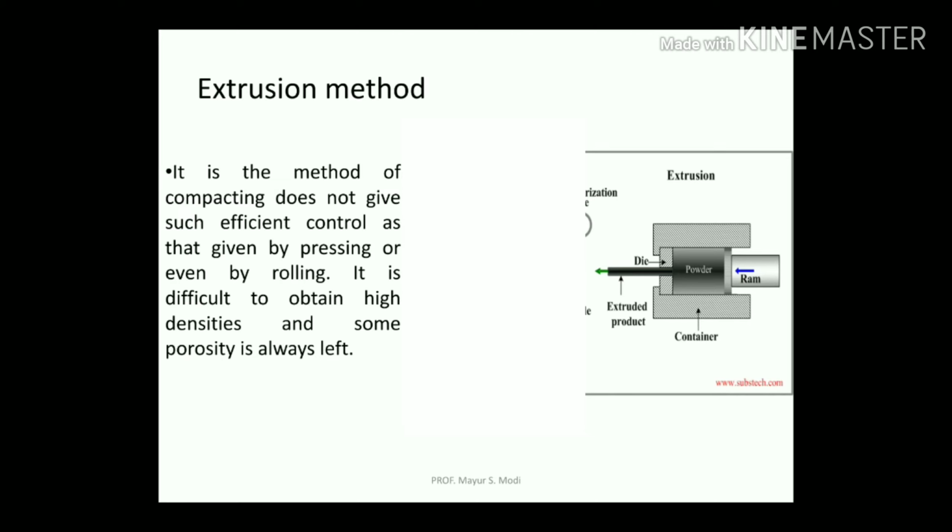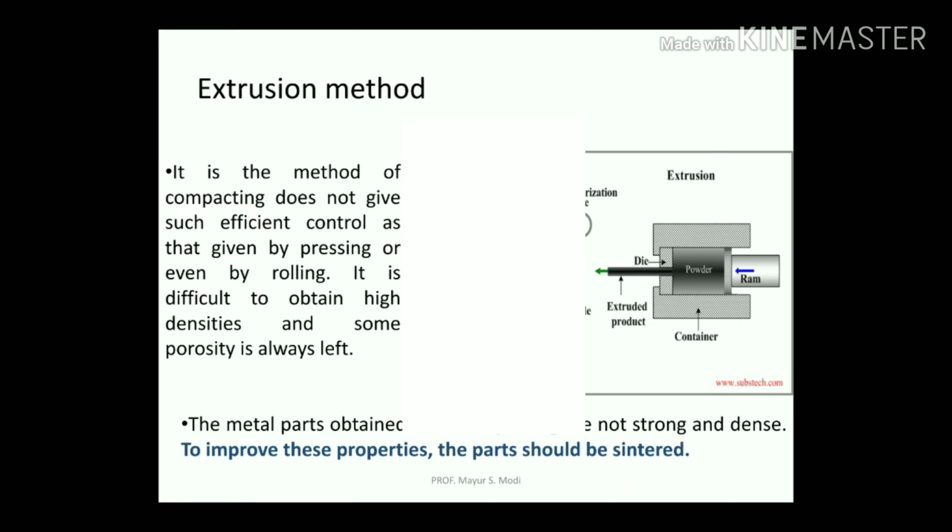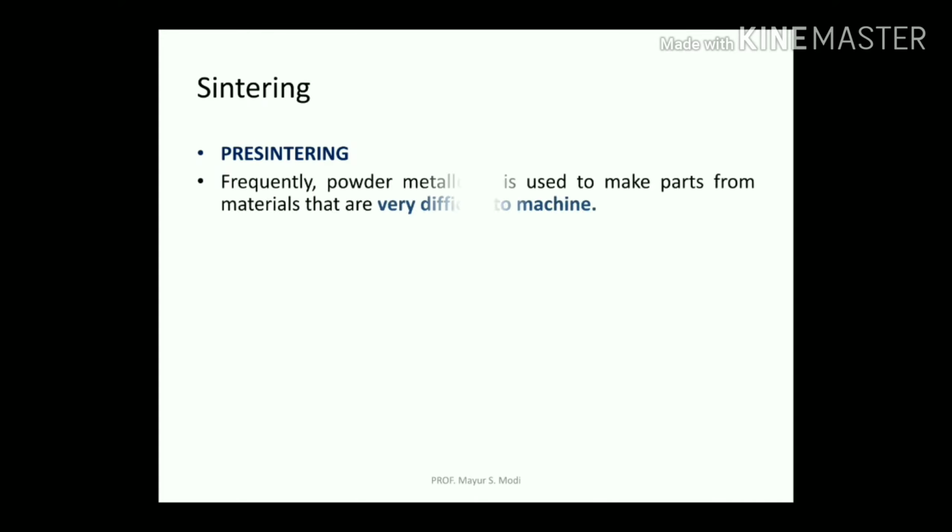This method of compacting does not give such efficient control as that given by pressing or even by rolling. It is difficult to obtain high density and some porosity is always left. The metal parts obtained after compacting are not strong and dense. To improve this property, the parts should be sintered. So after the shaping and sizing process or compacting process, further comes the sintering process. Sintering and pre-sintering are the two basic terminologies.